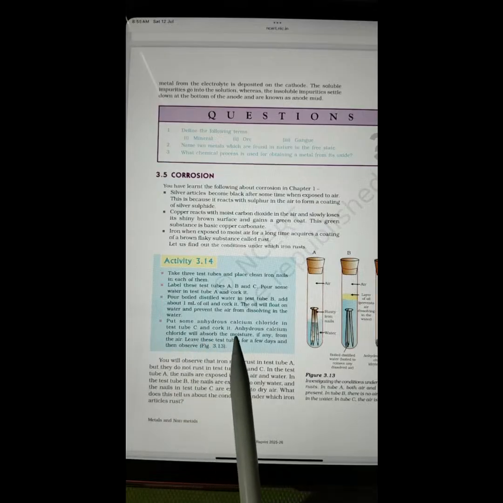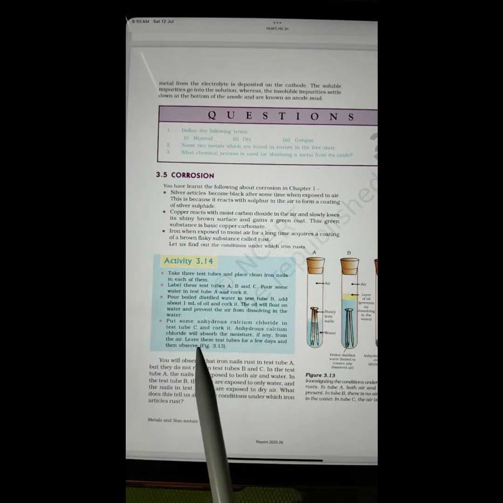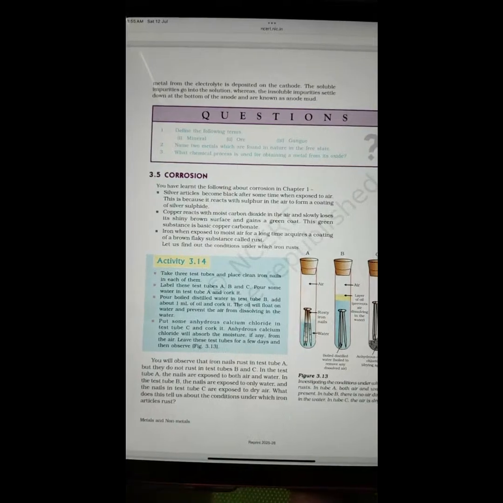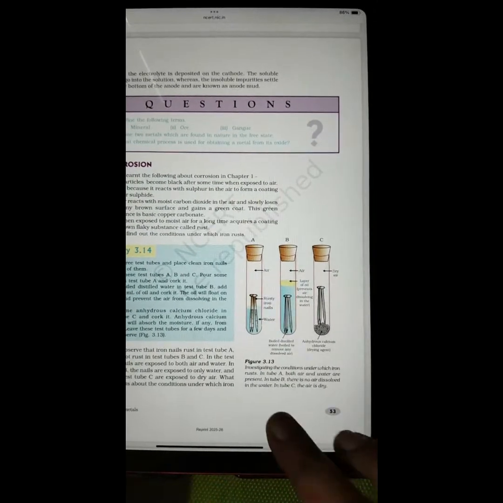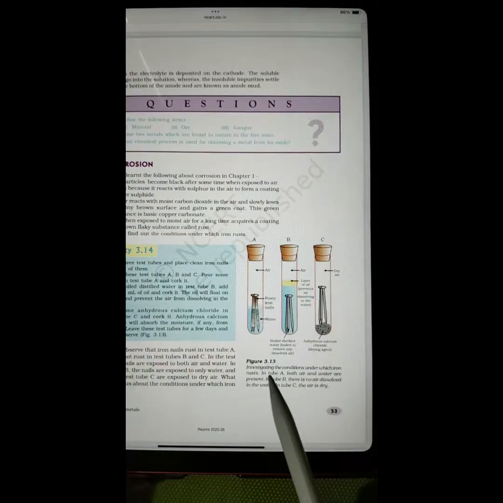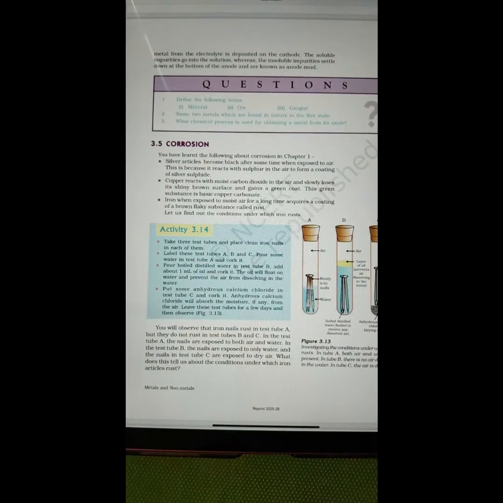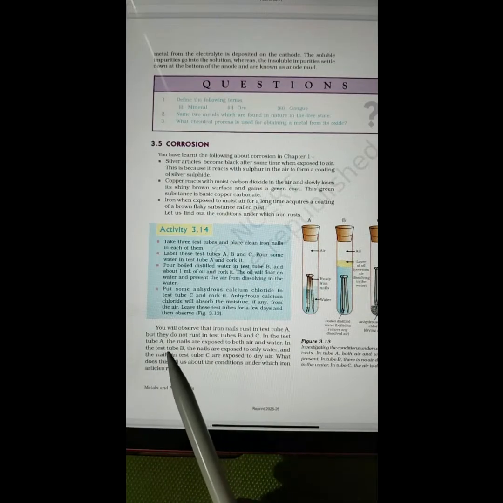Put some anhydrous calcium chloride in test tube C and cork it. Anhydrous calcium chloride will absorb the moisture, if any, from the air. Leave these test tubes for a few days and then observe. The setup has been shown to you in figure 3.13. Go through all the diagrams carefully because any diagram may come in the board examination.